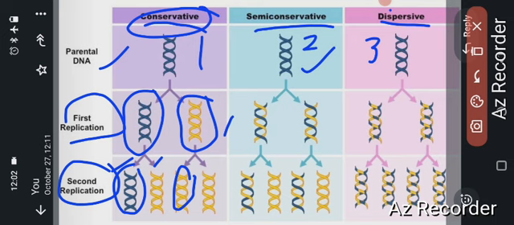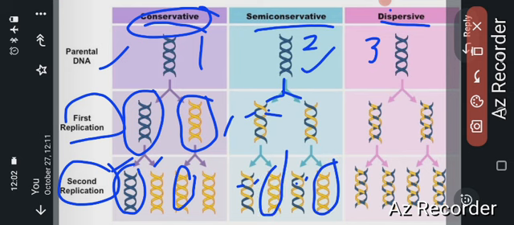Next, semi-conservative, in which the parental DNA will separate. You can see here the two strands are getting separated, and one is old, one is new. The yellow one is the new one. So both of them are getting one old, one new. The same thing happens in second replication. You can see one old, one new, one old, one new, and the rest, new ones are produced here in the second replication, in the case of the semi-conservative model.